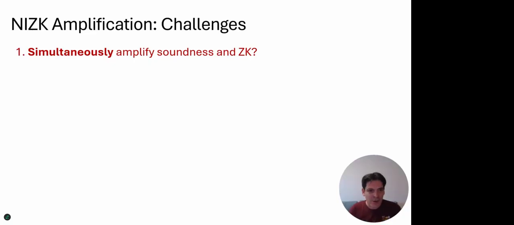So before we talk about the proofs, let me mention two challenges that arise in this context of NISQ amplification. The first problem is that we want to simultaneously amplify soundness and zero knowledge. Right? This is very different from the case of one-way functions, where we have only one kind of security property that we want to amplify.